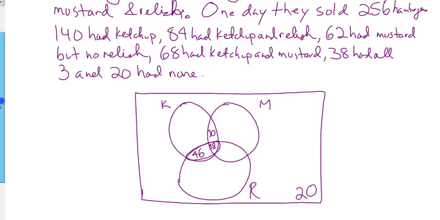We can do the ketchup now, right? We can fill in the rest of the ketchup circle. Because we know that this plus this plus this plus this has to be 140, right? So what do we got? 68, 100, 114. So it'd be 26 who have ketchup only. What next?